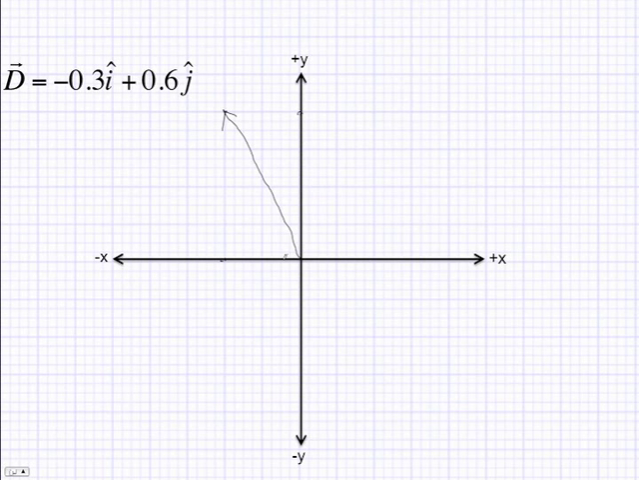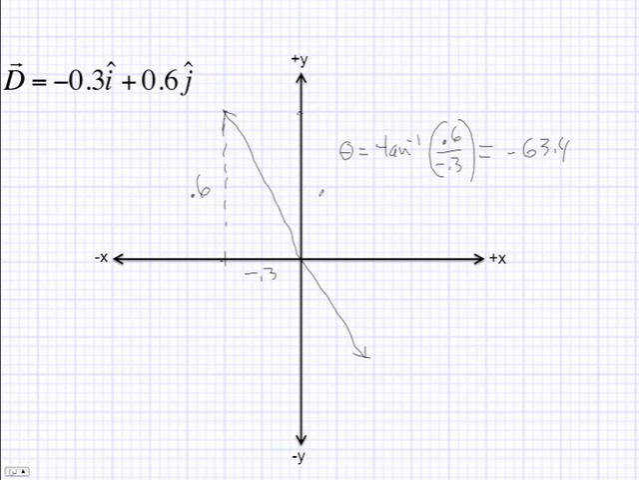And so negative 0.3 is here, and 0.6 is here. And if I do inverse tangent, opposite over the adjacent, my calculator now tells me that is negative 63.4. So if I enter that in WebAssign, I get it wrong. Negative 63.4 would be down here, 180 degrees off.